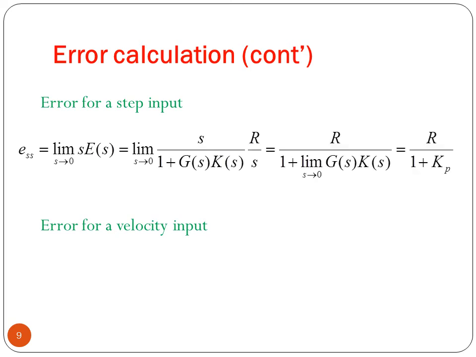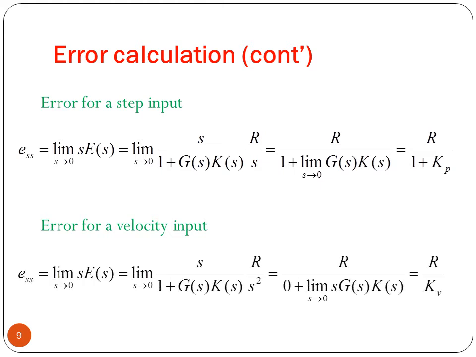So for a step input, the error can be calculated as follows. It is equal to 1 over 1 plus the limit for S equal to 0 of the open loop transfer function. So G of S, K of S is the open loop. As for the velocity error, it is calculated as being R over the limit of S times the open loop when S is equal to 0. I'll discuss later on what is the value of R.